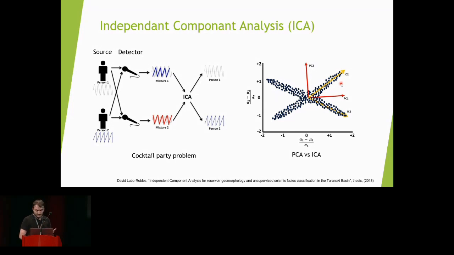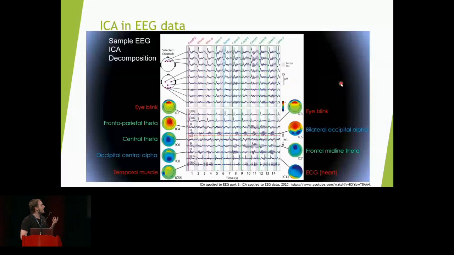ICA is a method that's already been used for quite some time in EEG data analysis, where you place multiple electrodes over the cranium of the patient, and each will record a different signal at a different location. By using ICA, it's possible to detect the signals originating from different locations of the brain.